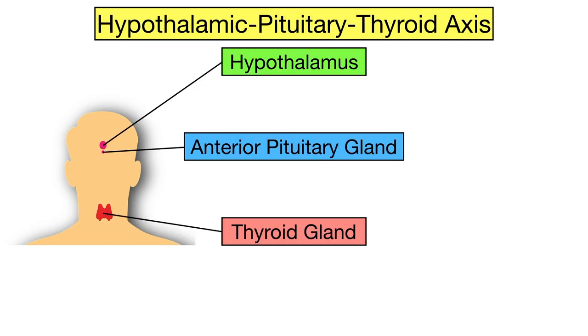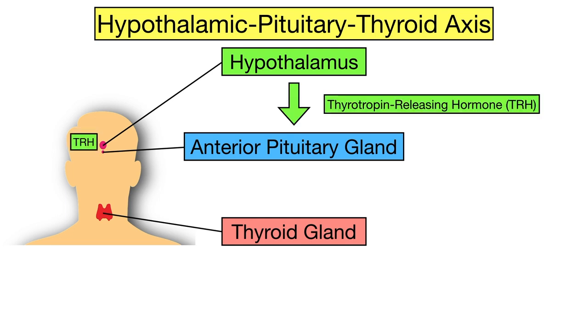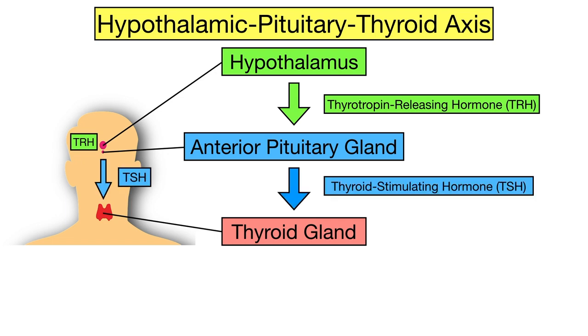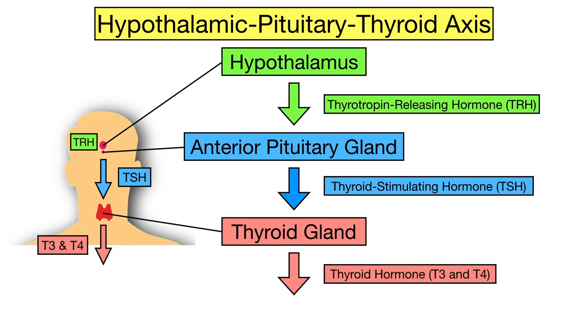So we said there are three main structures involved in our pathway. They include the hypothalamus, anterior pituitary gland, and thyroid gland. The pathway starts with the hypothalamus. The hypothalamus releases a hormone called thyrotropin-releasing hormone, or TRH. TRH stimulates the anterior pituitary gland to release another hormone called thyroid stimulating hormone, or TSH. TSH is released from the anterior pituitary gland into the bloodstream. TSH circulates in the blood and binds to the thyroid gland. This stimulates the thyroid gland to synthesize thyroid hormone.